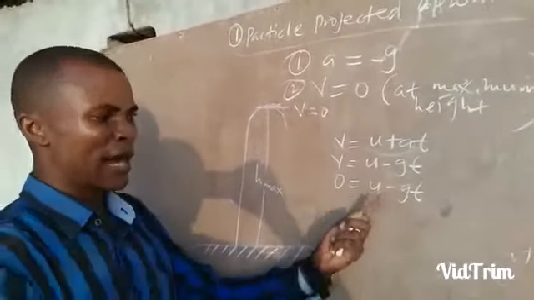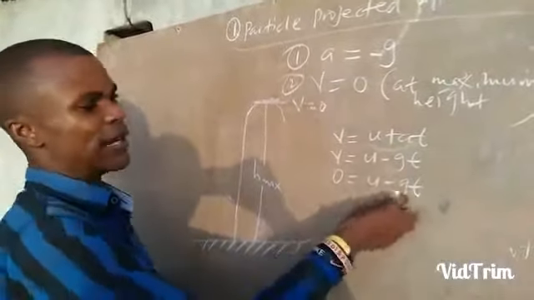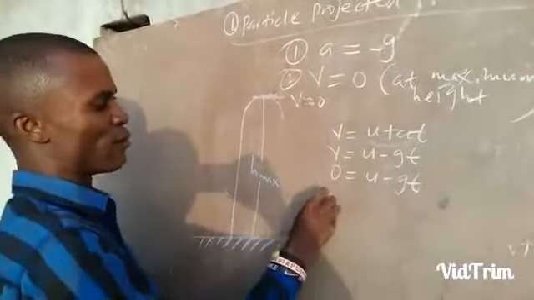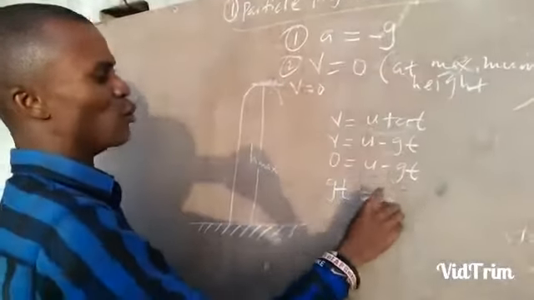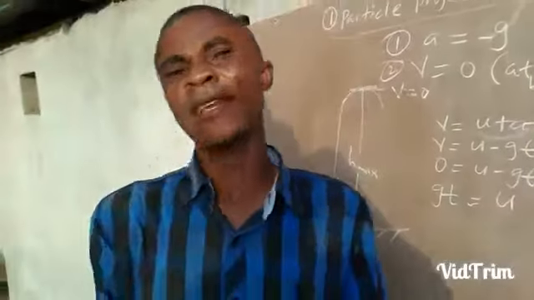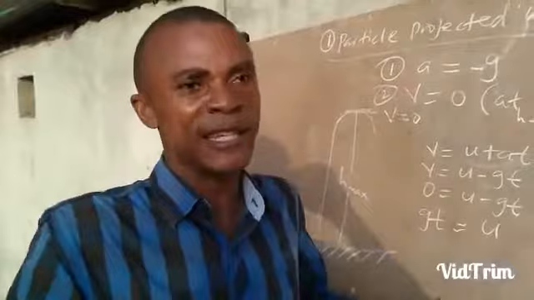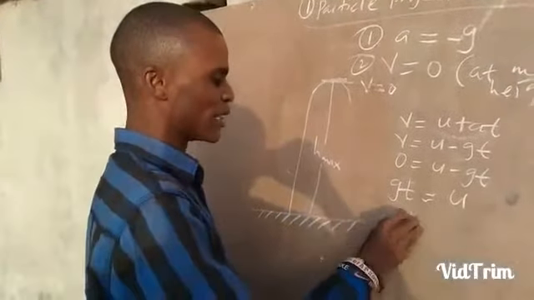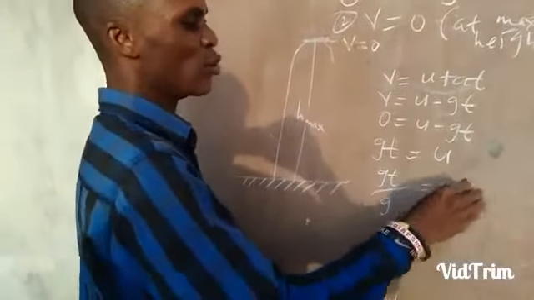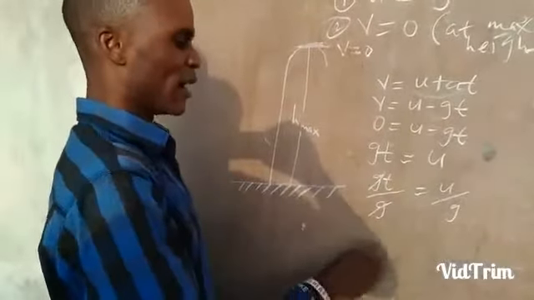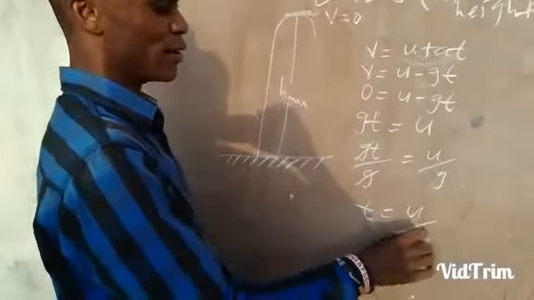If I take minus gt to the left, it becomes positive gt, and that equals u. What I'm interested in is small t. How can I get small t? I can get small t by dividing both sides by g. If I do, gt over g equals u divided by g. And small t becomes u over g.